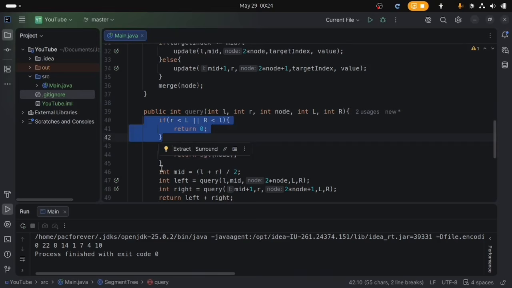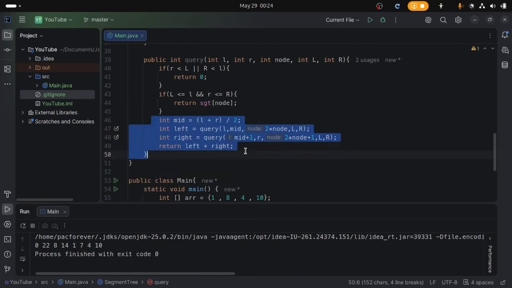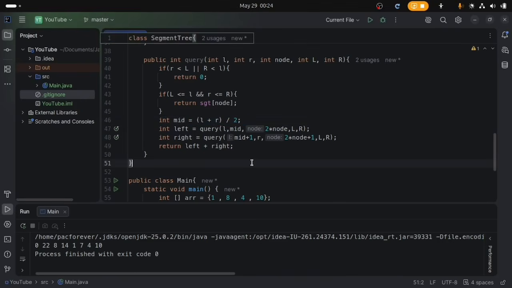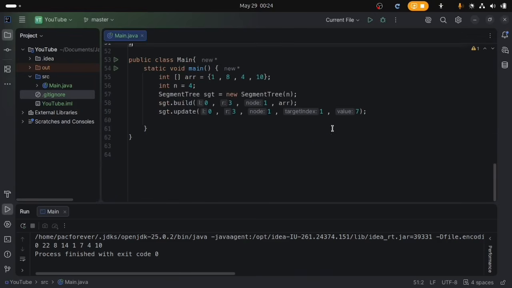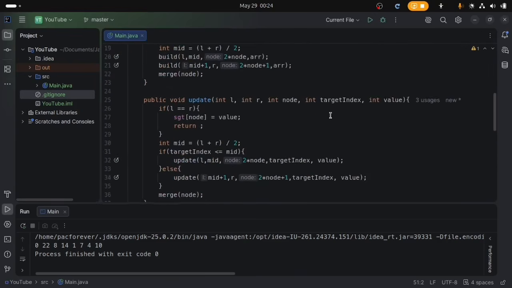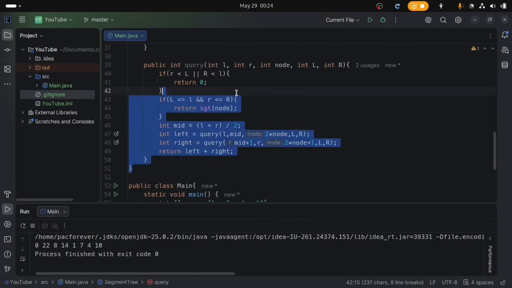If it is not a no overlap case, if it is not a case of complete overlap, then it is a partial overlap. You have to find the mid, put recursive calls for left and right child, combine the answer and just return it to the parent. That is it. And this is the complete code for the segment tree. It's not too big, it's really very small code, just 50 lines.